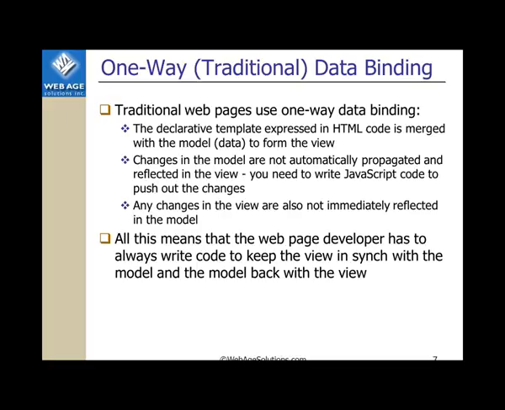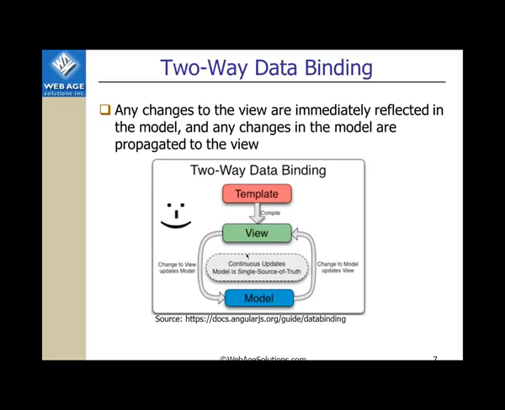Basically, the front-end developer is always busy trying to keep the view and the model in sync, back and forth. So one way is limiting, and AngularJS gives you that flexibility where changes in the view are immediately reflected and pushed out from the model. So this is the diagram which nicely captures that two-way street.